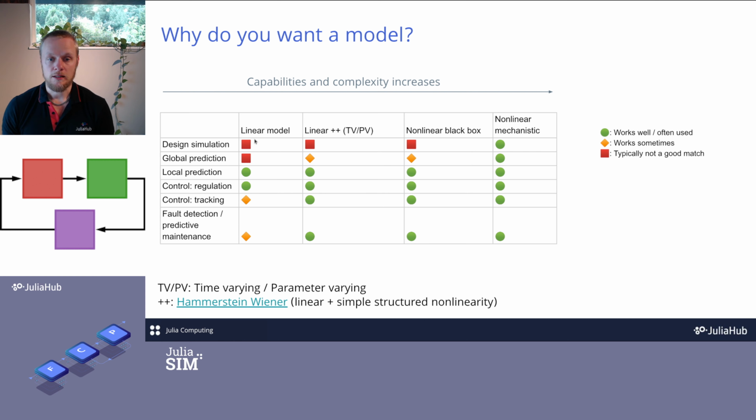Of course, the complexity of both modeling and estimating models increases as we go to the right here. A linear model is very easy to come up with, and it's easy to identify the parameters of. Whereas a nonlinear mechanistic model can take, as I said, years to actually arrive at an accurate model there. So it's a trade-off.